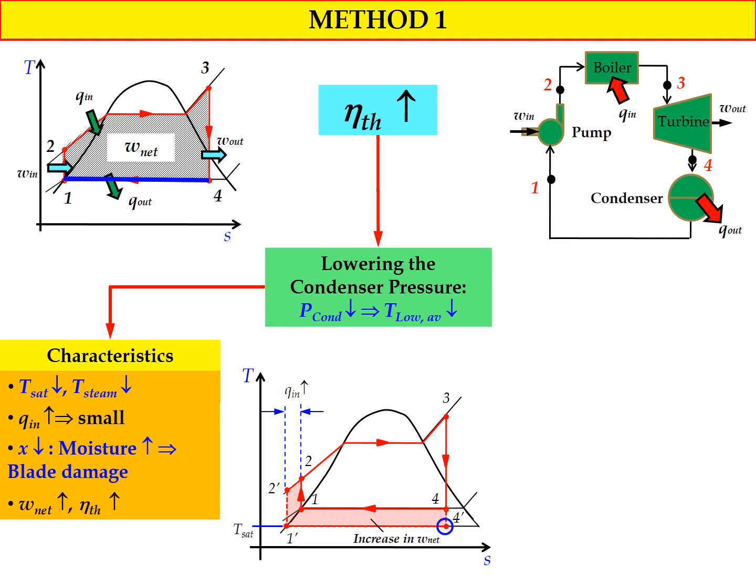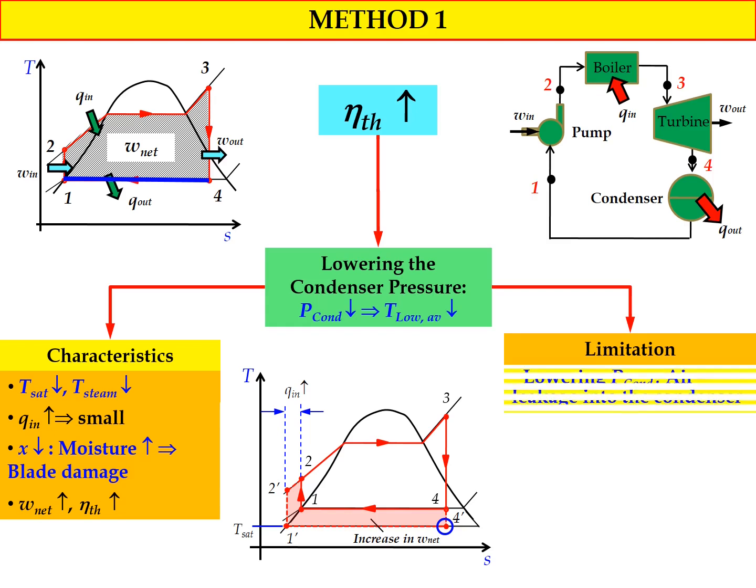Okay, so overall we will have an increase of W net, and the thermal efficiency of the cycle will be increased. However, for this method we have limitations, where when we lower the condenser pressure, air leakage into the condenser might happen.